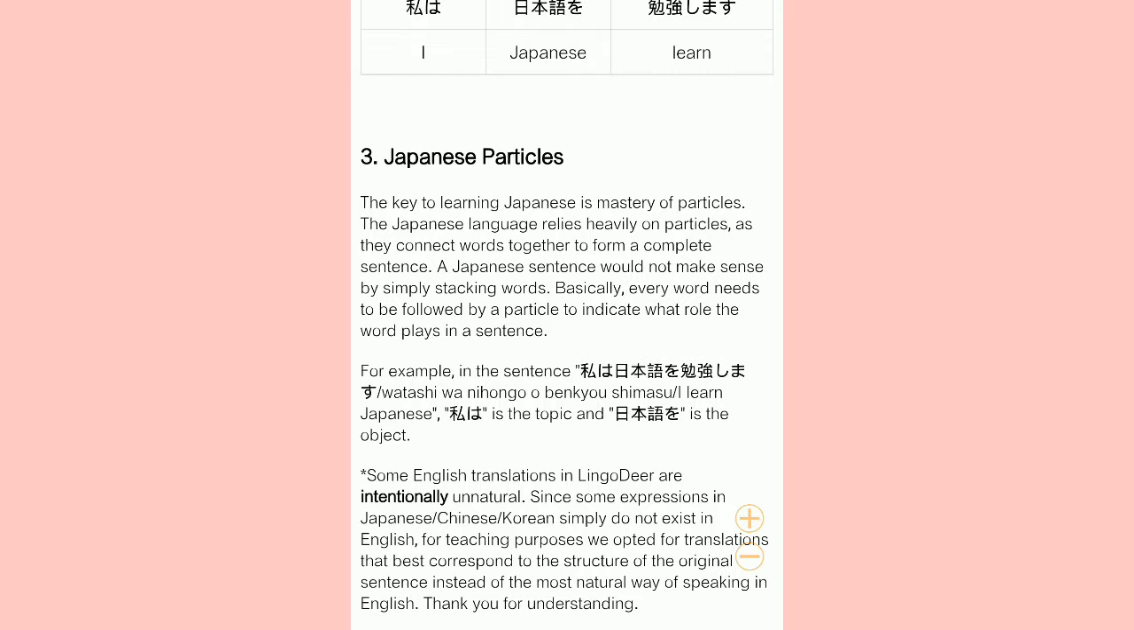The Japanese language relies heavily on particles. They connect words together to form a complete sentence. The sentence would not make sense by simply stacking words. Basically, every word needs to be followed by a particle to indicate what role the word plays in the sentence. For example, 私は日本語を勉強します。I learn Japanese. 日本語 is the object. Some English translations are intentionally unnatural.